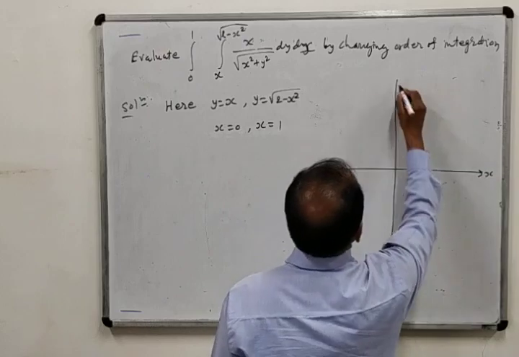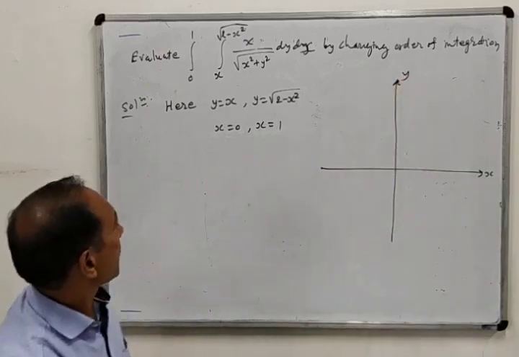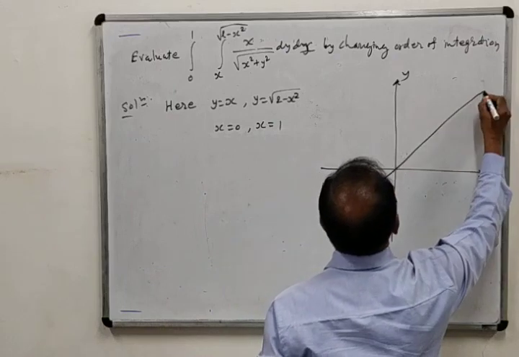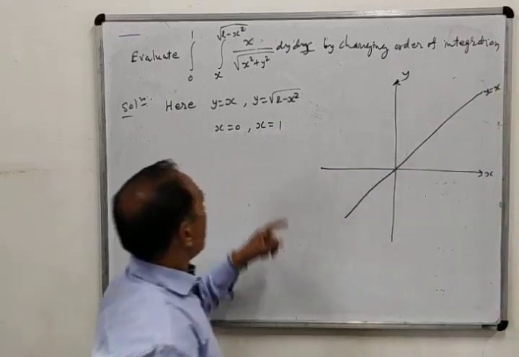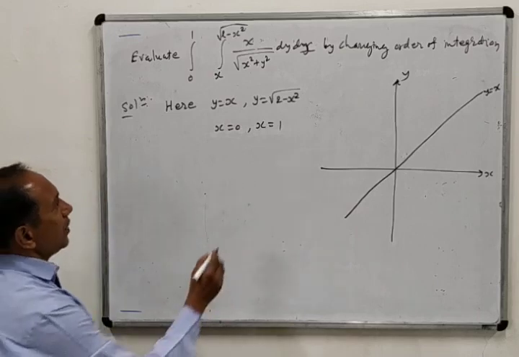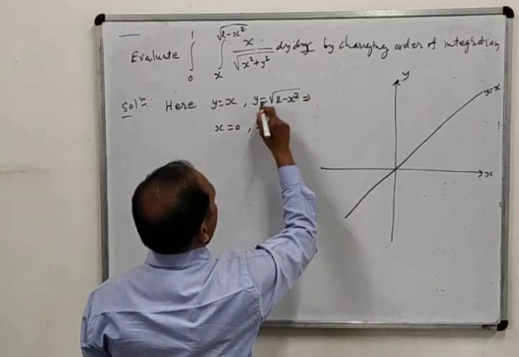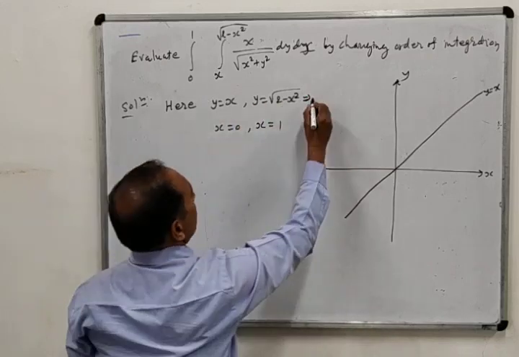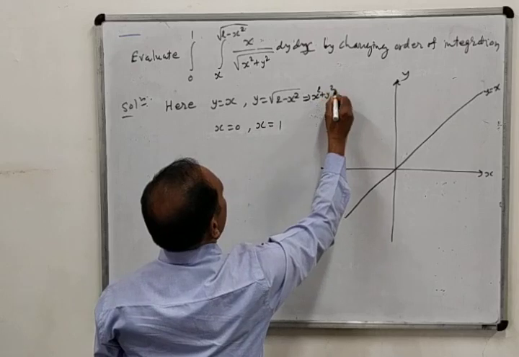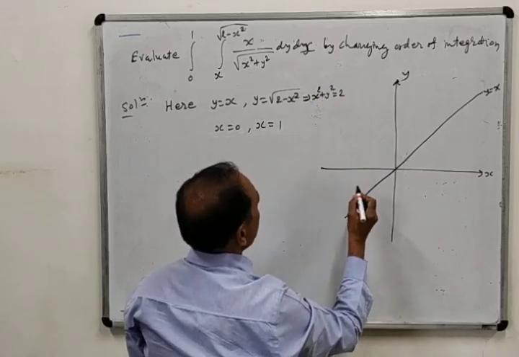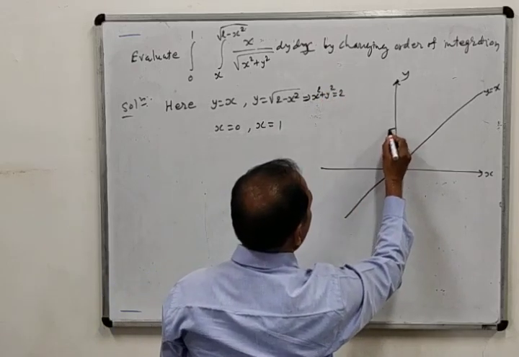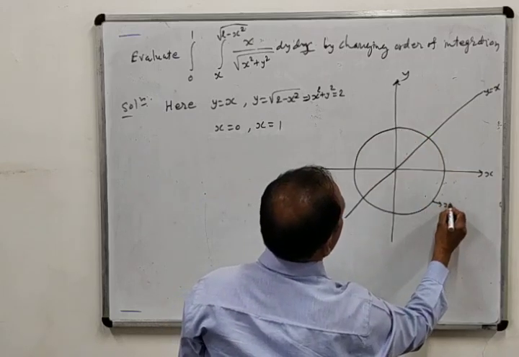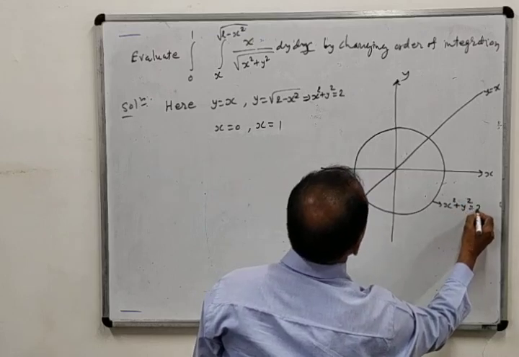It is x axis, it is y axis, you can see. So y equal to x is the straight line passing through origin in this way. This is y equal to x. Okay. And y equal to root 2 minus x square. What is it? y square equal to 2 minus x square. So x square plus y square equal to 2. So this is the equation of a circle with radius root 2. So I will draw randomly. Okay, this is the circle x square plus y square equal to 2.